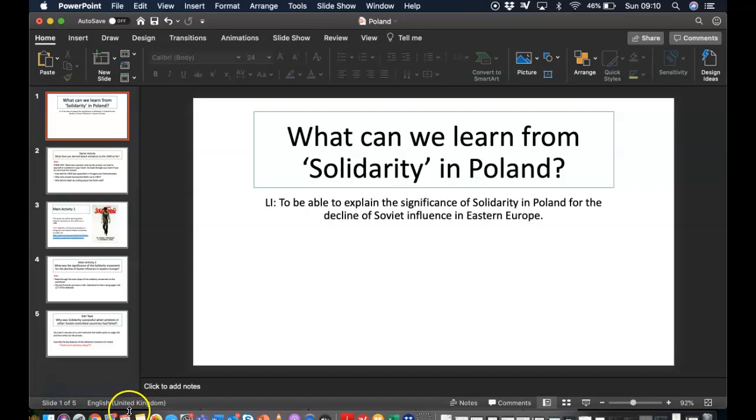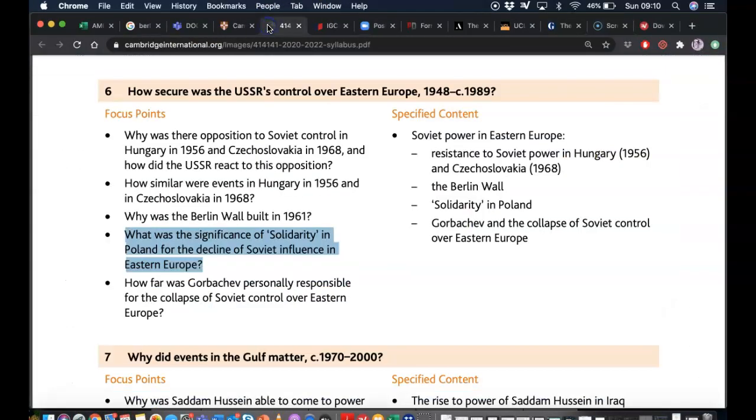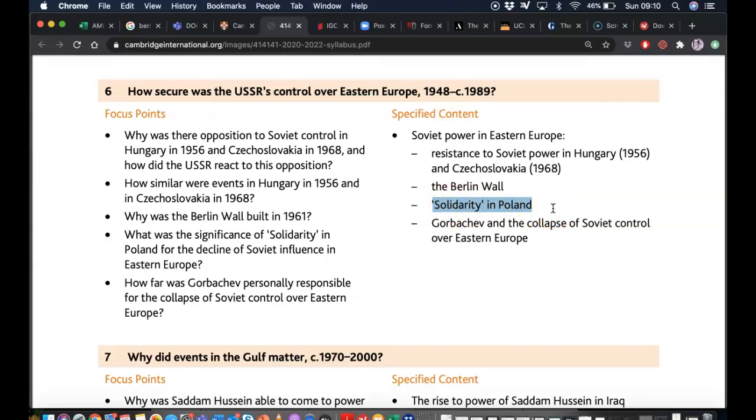So, what was Solidarity? One thing I'm just going to remind you of at the moment is the specification of the exam board, and you can see that here. This is the key question for this lesson. And when it comes to the exam, in terms of specified content, this is the only thing they can assess you on. It's Solidarity in Poland. So obviously we need to know who they were, what they did, and how eventually it led to the collapse of Soviet power in Eastern Europe, which is the overall heading.